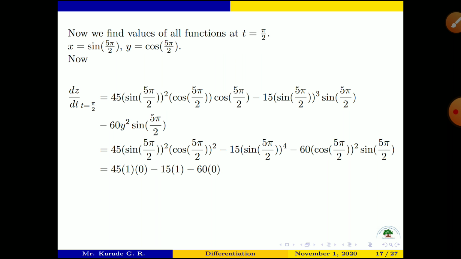we know that the value of sine pi by 2 is 1 and the value of cos pi by 2 is 0. That's why if I put all these values here, then finally we get the answer minus 15. Therefore dz by dt at t is equal to pi by 2 is minus 15. Thus we have dz by dt is equal to minus 15 at t is equal to pi by 2.